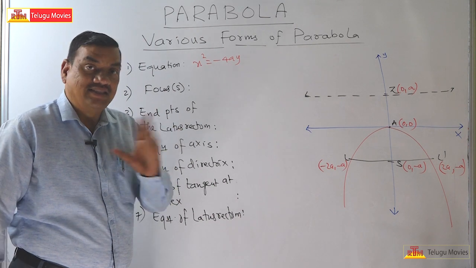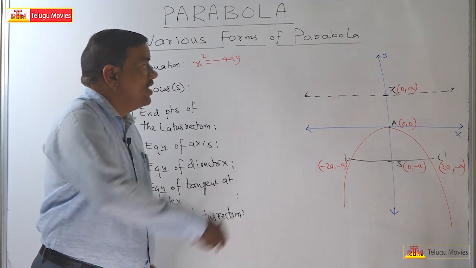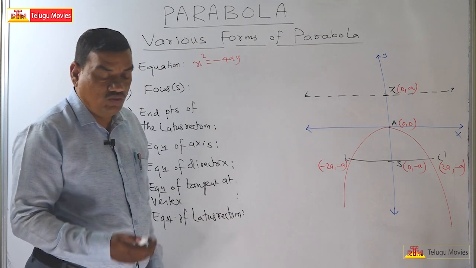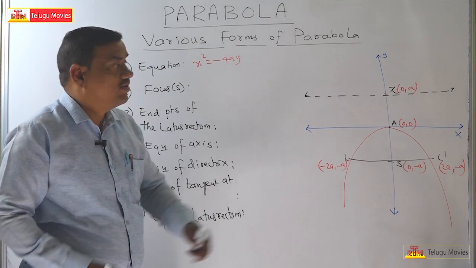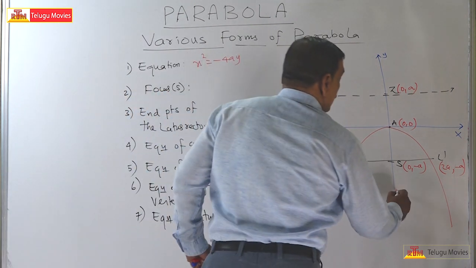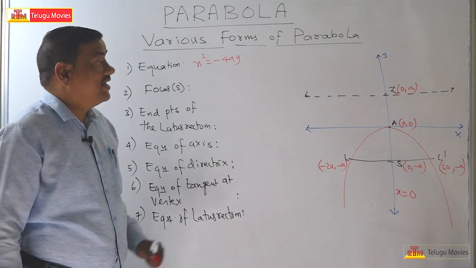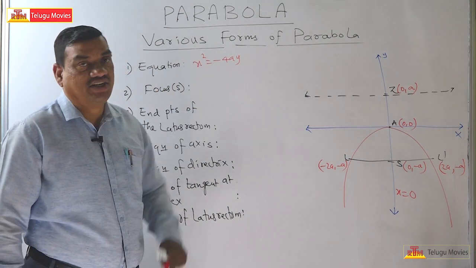Next, lines. The first line equation that you have to learn is the equation of the axis. What is the equation of the axis here? Y-axis. That's why x is equal to 0. Next, what you have to learn is the equation of the directrix.